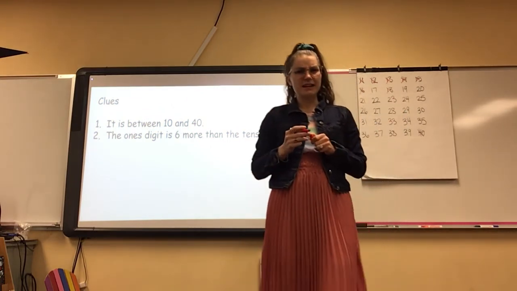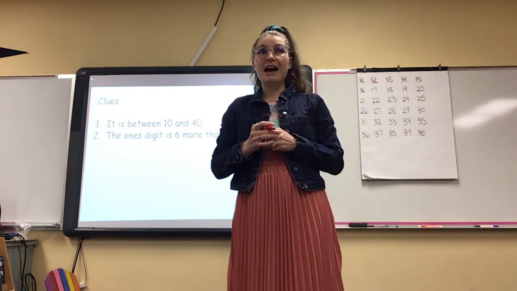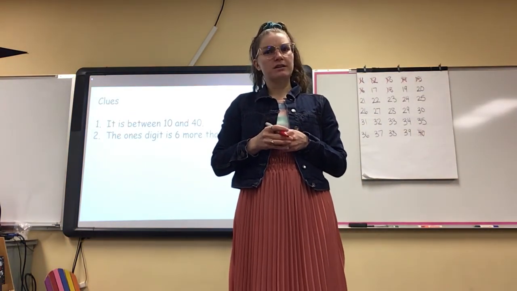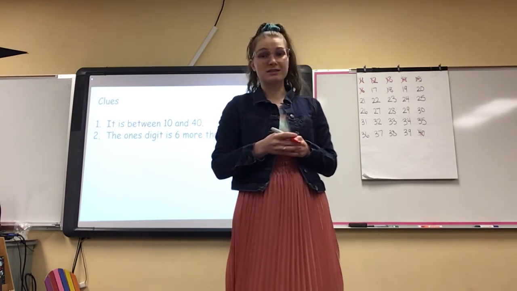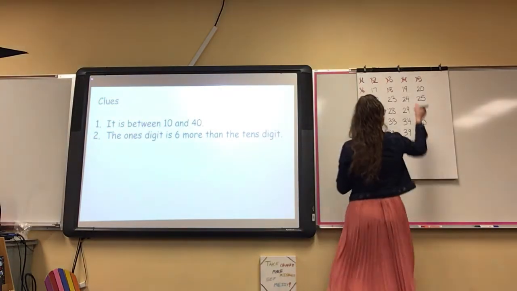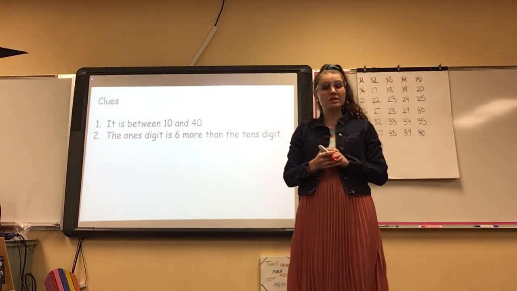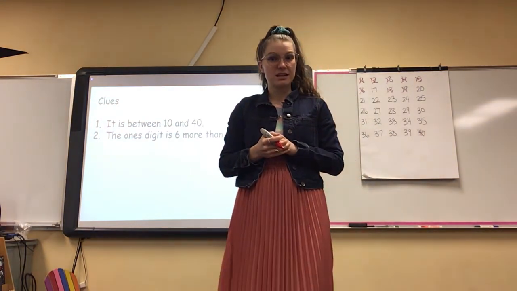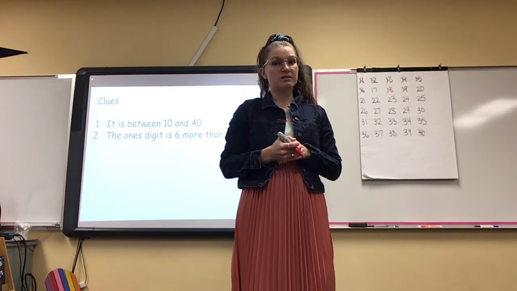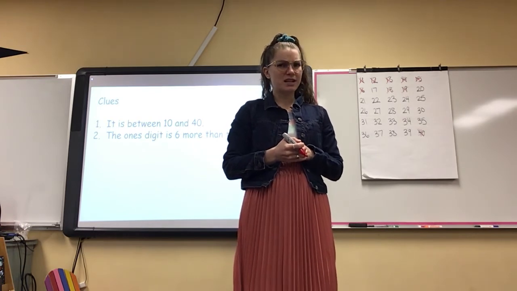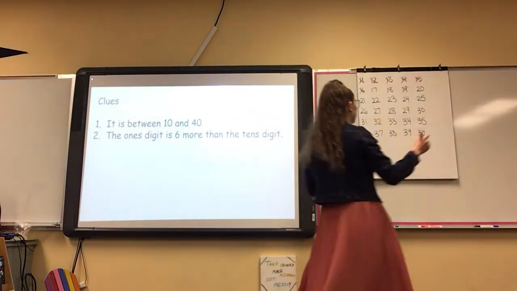19. Let's see, 19 has a 9 in the ones place and a 1 in the tens place. 9, is that 6 more than 1? No, it's 8 more than 1, so I'll cross off 19. How about 20? 20 has the digit 2 in the tens place and the digit 0 in the ones place. Is 0 6 more than 2? No, we'll cross off 20.